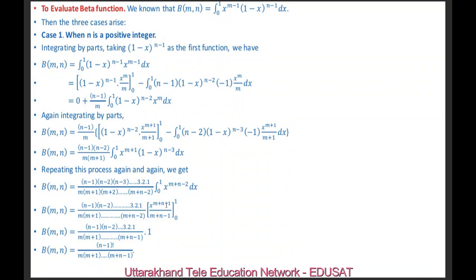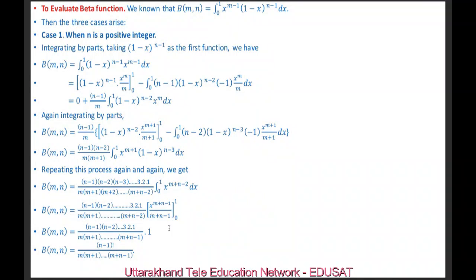Now it is easy to integrate this. Its integration is x raised to power m plus n minus 2 plus 1 upon m plus n minus 2 plus 1, so x raised to power m plus n minus 1 upon m plus n minus 1, with limits from 0 to 1. If we substitute the upper limit, it is 1 raised to power m plus n minus 1, which is 1 upon m plus n minus 1, which I have written here.